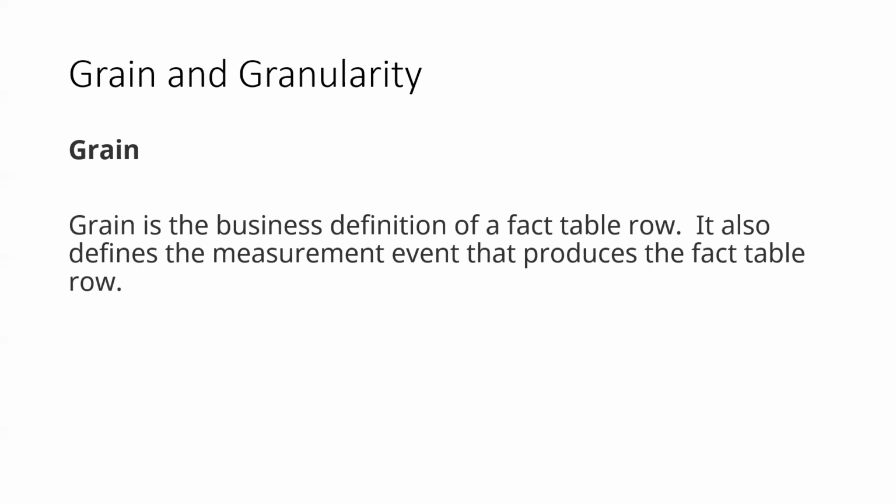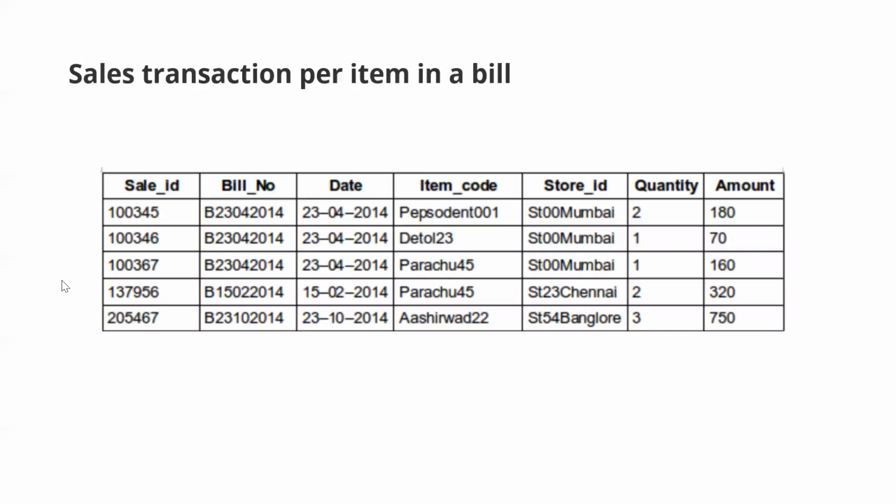Let me go ahead with some examples, then that should be clear. So this is a fact table. In the fact table, what is the grain? What a particular row signifies. So we can say it is a sales transaction per item in a bill. It's a bill, so per item, what is the sales transaction? Sales transaction means we need to have the quantity for that sale and the amount at which the particular sale occurred. This kind of stuff.